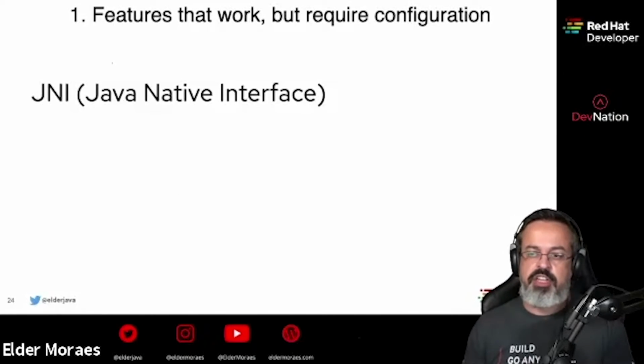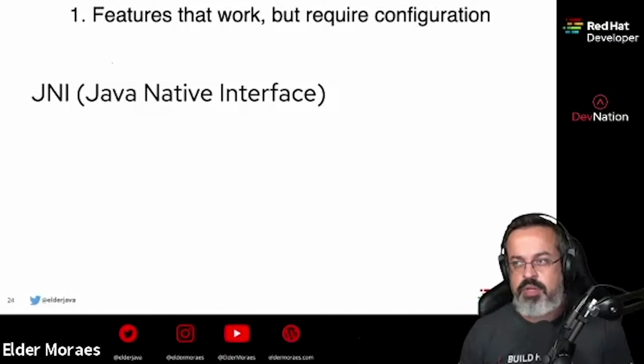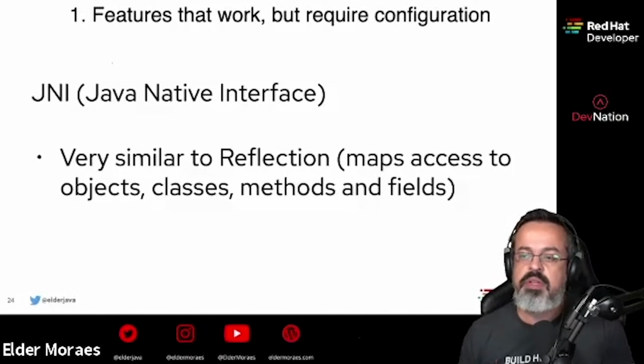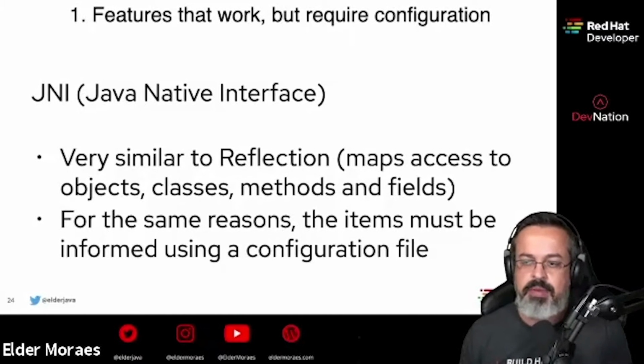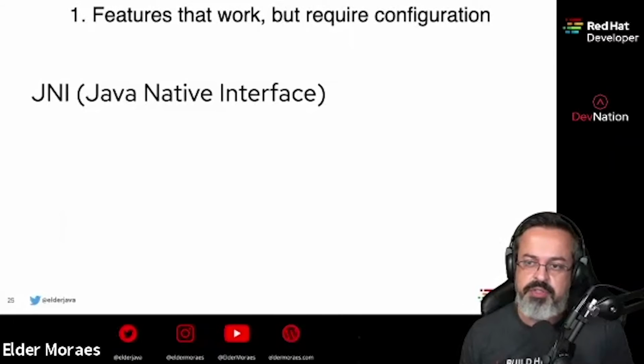JNI, Java Native Interface, is another one that will require some configuration. The case is very similar to reflection, okay? It will map all the objects, classes, methods, and fields. And for the same reasons, the items must be informed using a configuration file, okay?